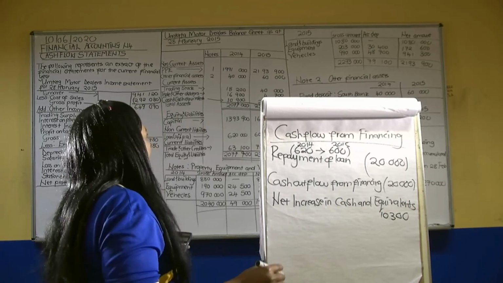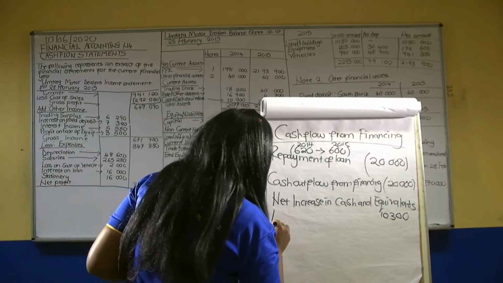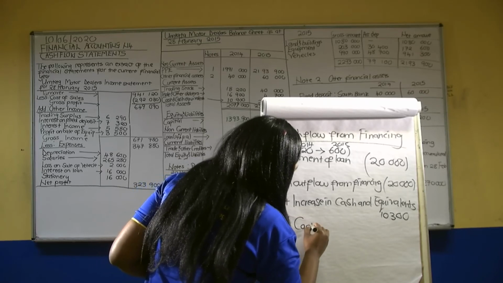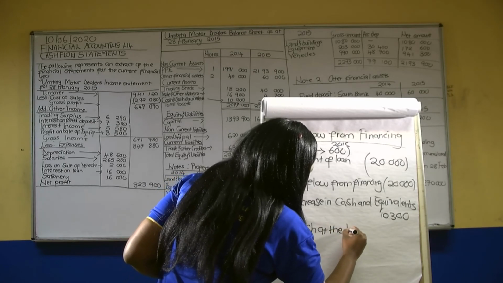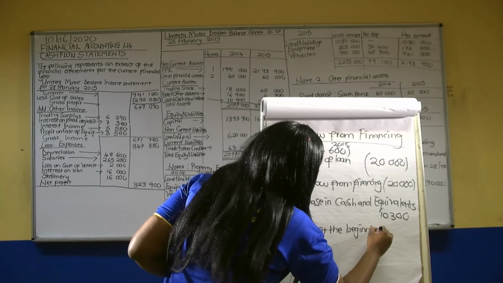of 10,300. Then you add cash at the beginning.